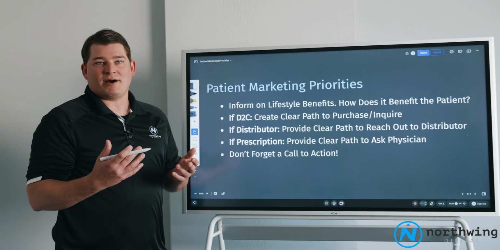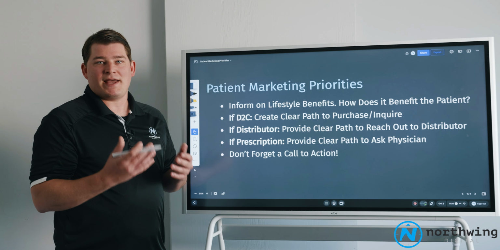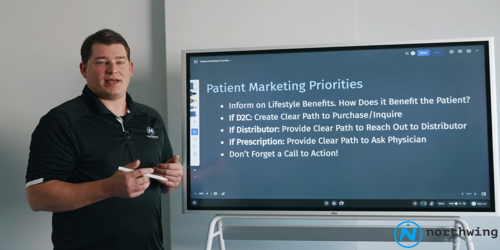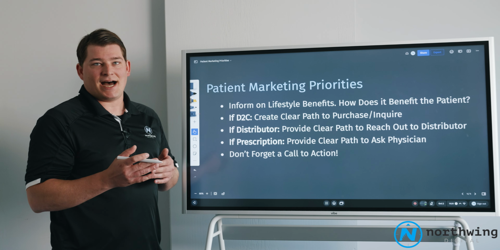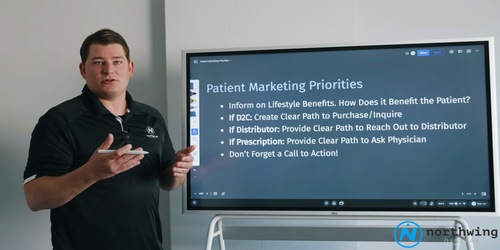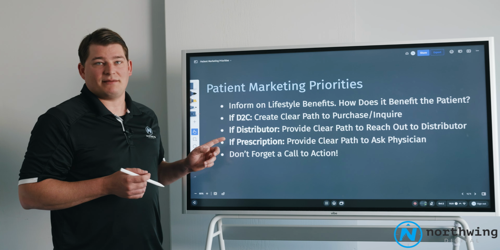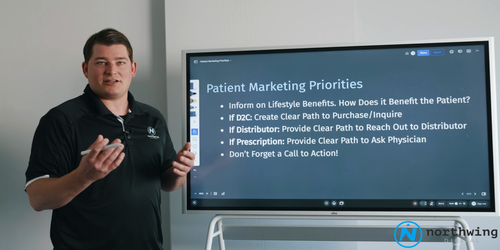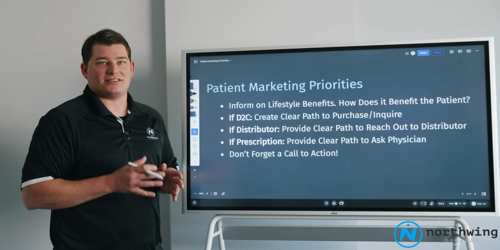Now, what we're always thinking about at Northwing, especially as it relates to marketing on a website, is once we have made that impression and shared the message we want to share, what is that next step? I've broken this down into 3 different categories, depending on your model, how you actually sell or get your product or solution to patients. What should that next step be? This is something we often see missed. We see companies generating a lot of interest and patient impressions, but then they fall flat because there's not a clear next step for that patient to take.